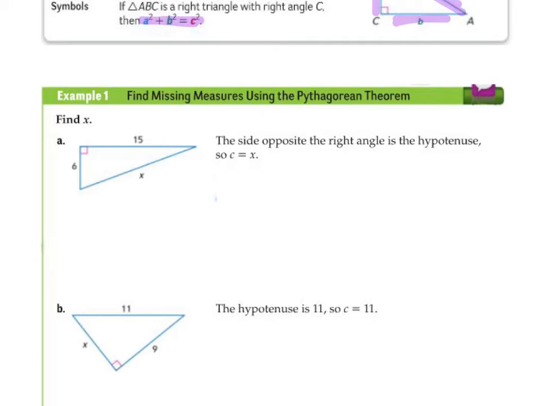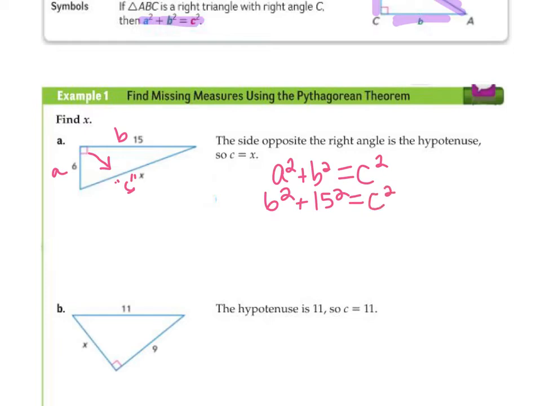So just a little refresher on how to work with the Pythagorean theorem. Here the side opposite of the right angle is always going to be the hypotenuse. That is your longest side. So c equals x. If we are working on this problem, we can say a squared plus b squared equals c squared. A and b are our legs. It doesn't really matter which one is which. The main thing is that we have c squared as our hypotenuse.